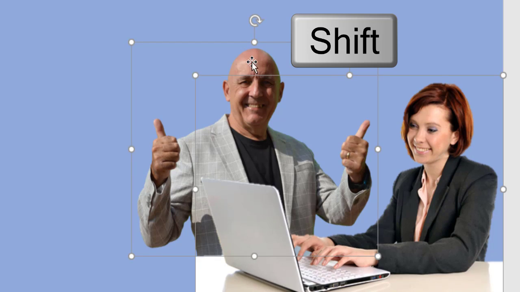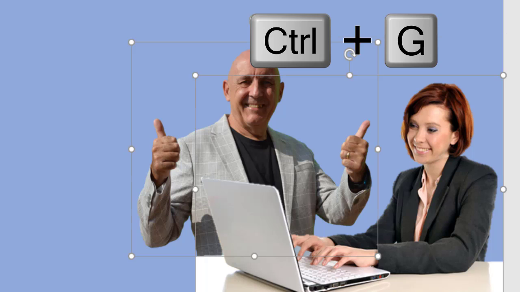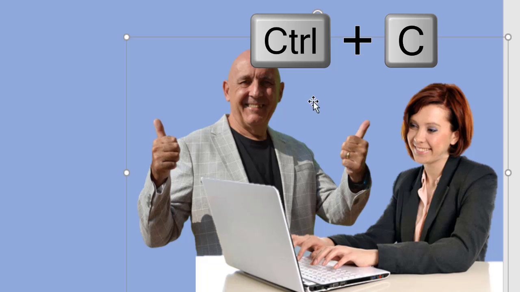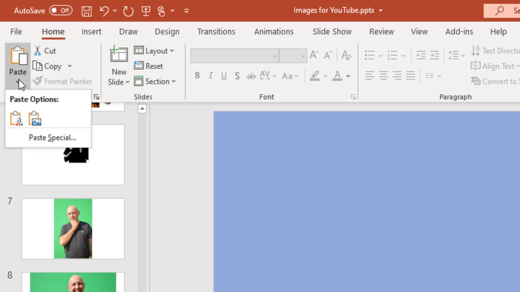So if I wanted to use this picture, what you need to do is select both pictures, so hold your shift key down to select both of them, and then hold Control down and press G for group, and now you've grouped this into one picture. Now what I tend to do is now do a Control C for copy, and then come up to your Home tab and click the bottom half of the paste button and paste it as a picture. And now we can use that as a picture.